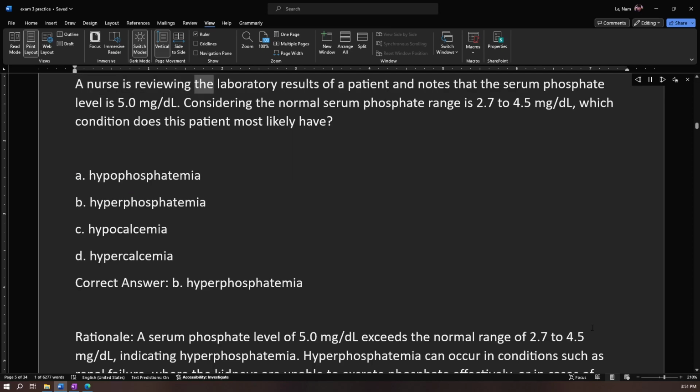A nurse is reviewing the laboratory results of a patient and notes that the serum phosphate level is 5.0 milligrams per deciliter. Considering the normal serum phosphate range is 2.7 to 4.5 milligrams per deciliter, which condition does this patient most likely have? A. Hypophosphatemia. B. Hyperphosphatemia. C. Hypocalcemia. D. Hypercalcemia. Correct answer: B. Hyperphosphatemia.